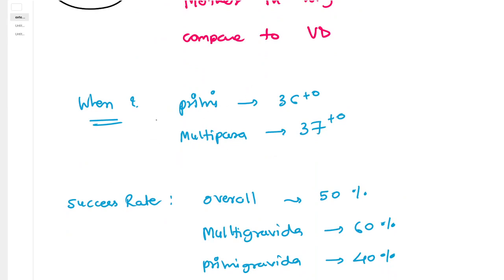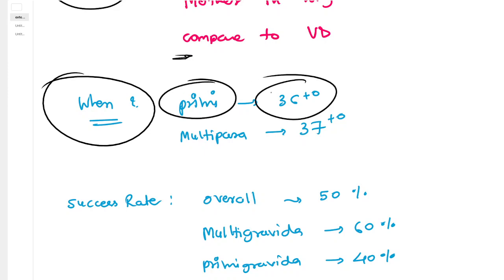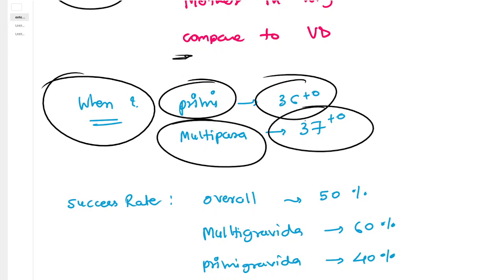And that's why you must try to reduce the cesarean sections, unnecessary cesarean sections. Okay, so that is the point where sometimes most of the obstetricians just go for the cesarean one. Now, when we do the ECV in the primigravida, we do it from 36 weeks, and in the multipara or multigravida, we go for ECV from 37 weeks.